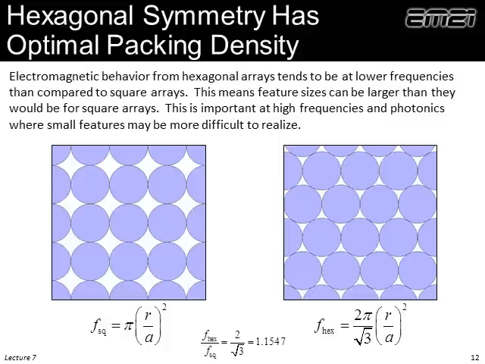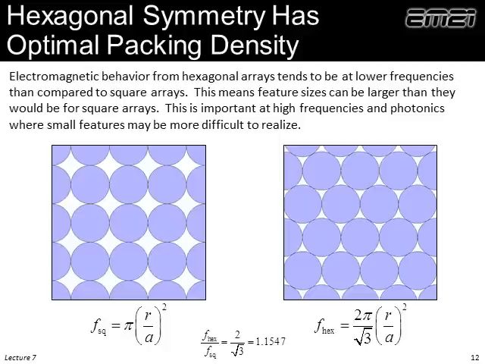Also, if we design a device based on square symmetry and design an equivalent device based on hexagonal symmetry, usually the hexagonal arrays have a response or spectra at a lower frequency than the square arrays. This really means that we can have larger structures for a given wavelength. Now that's good if we're designing this for a very high frequency and our features are going to be very small and maybe very difficult to manufacture. Well, if we can go to hexagonal array, maybe we can get away with slightly larger structures. This is also very beneficial at optical frequencies where we have the same type of limitation.